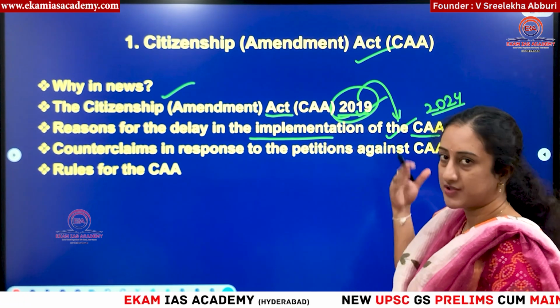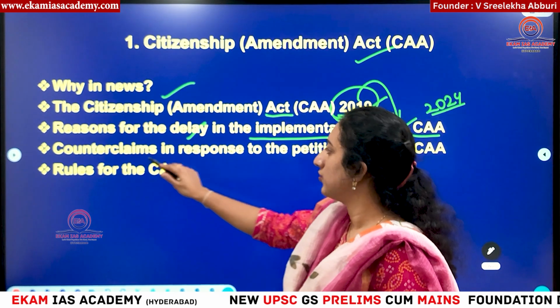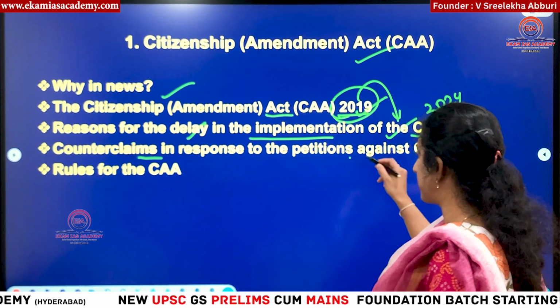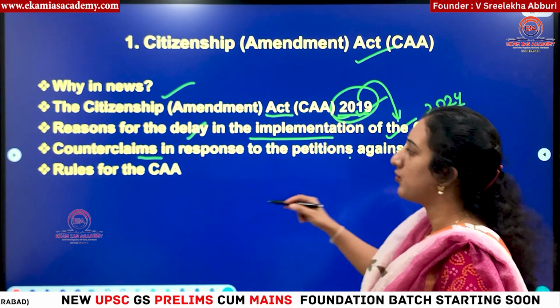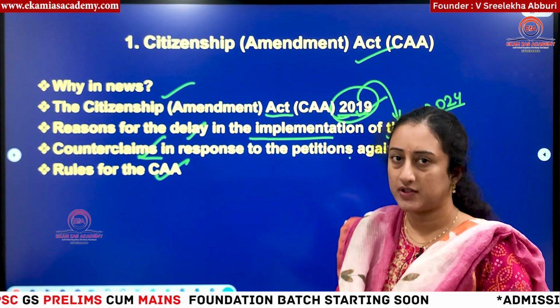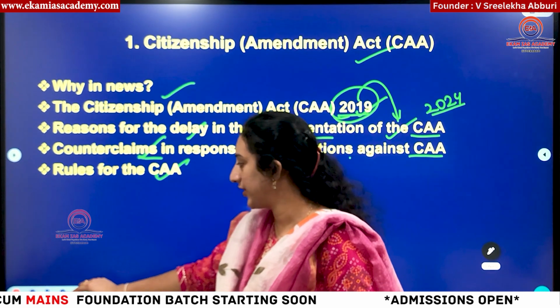Why was it not implemented till date, and what are the reasons for this delay? What are the counter claims in response, in case any persons have raised objections against this act, that can be filed? And what are the rules that were stated for the Citizenship Amendment Act by the Government of India? All these things we are going to discuss.